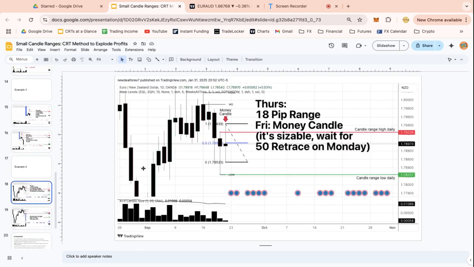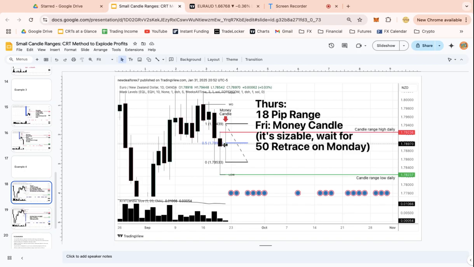So again, step number one, we look for our range candle that is 50 pips or less. Thursday, this candle right here, where the lines are, top of the range, bottom of the range, that gave us an 18 pip range. Love to see that, nice and small. All right. The next day, Friday, gave us the money candle where it poked above the range and closed back inside of it.